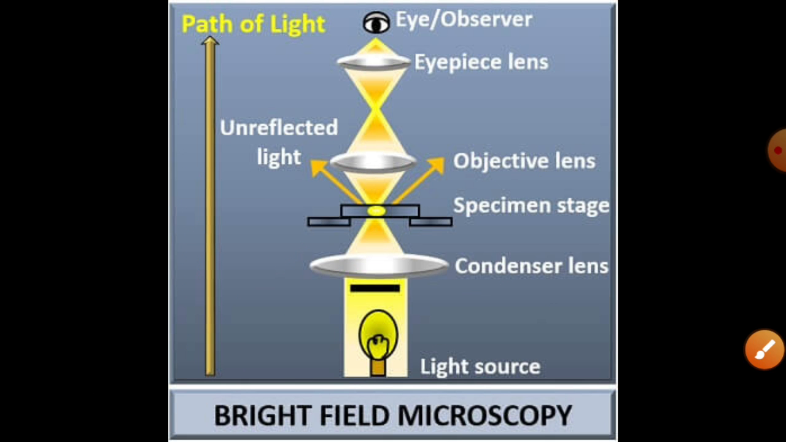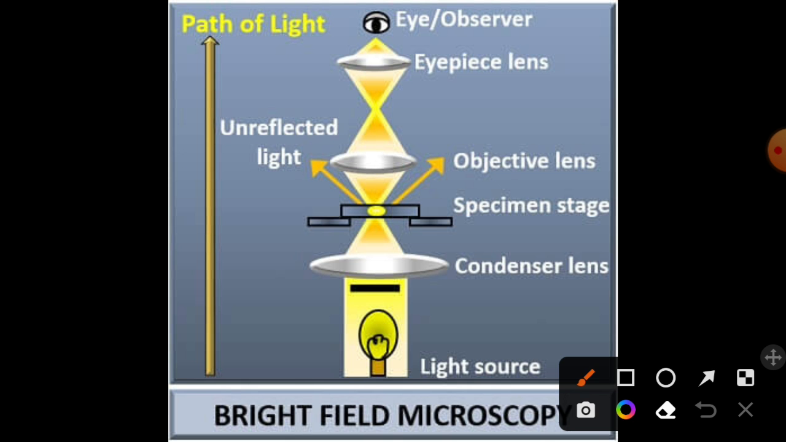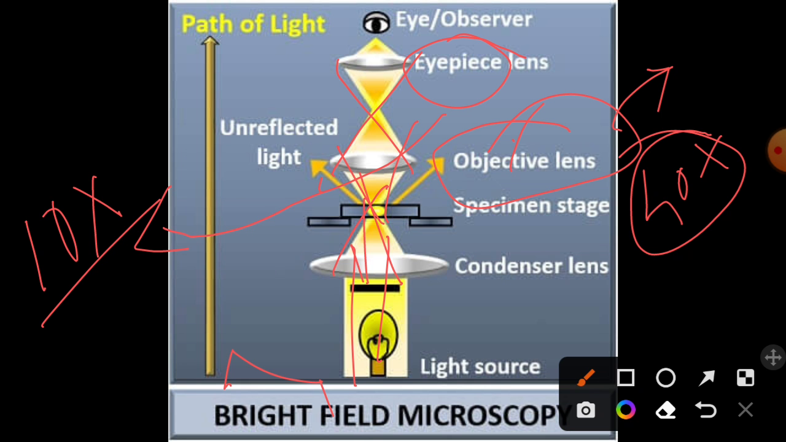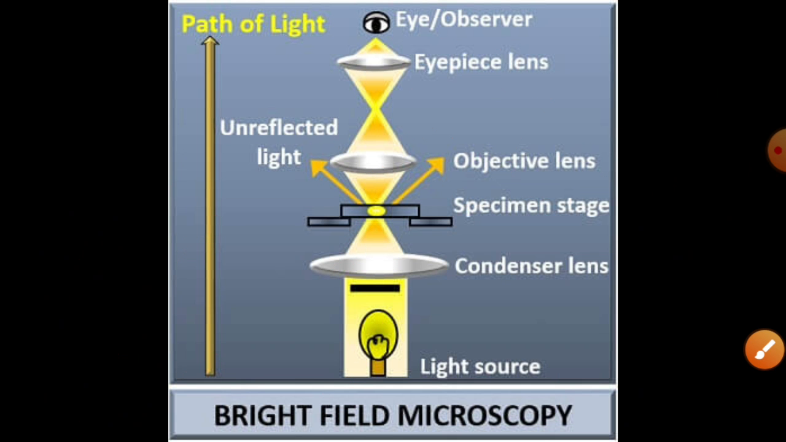So this was the path of the light in bright field microscopy. Light is concentrated by the condenser, then it is imparted into the sample, and from the sample it goes into the objective lens. Suppose we are using a 40x objective lens, then it is magnified 40 times, and then it falls on the eyepiece lens. Suppose we have a magnification of 10x in the eyepiece, so 40 and 10 together generate a magnification of 400x, that is observed by our eye. That is the path of the light, and that is how bright field microscopy works.